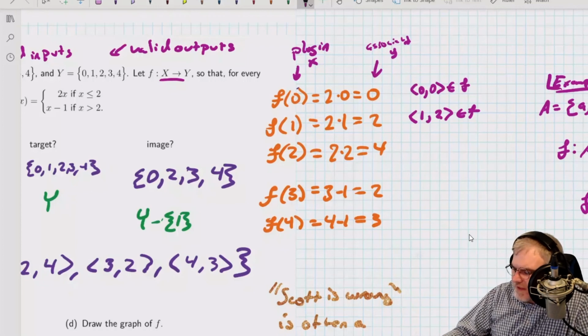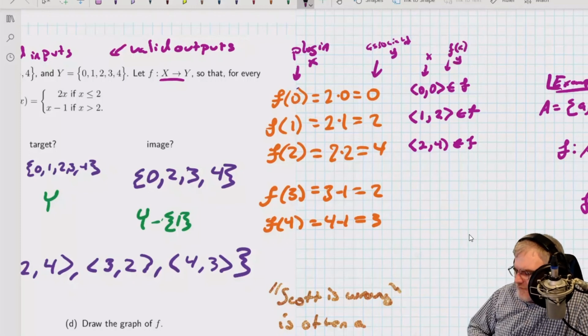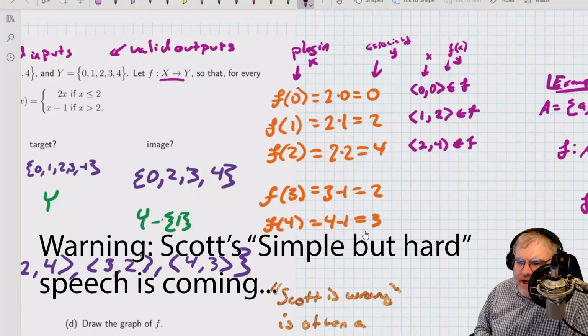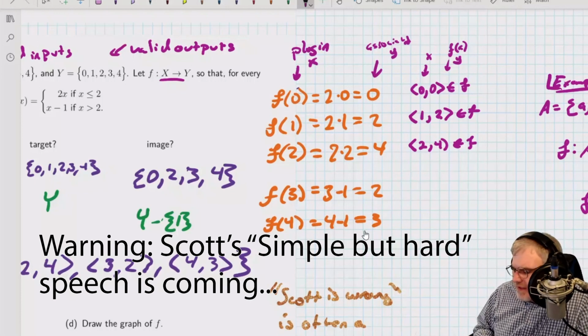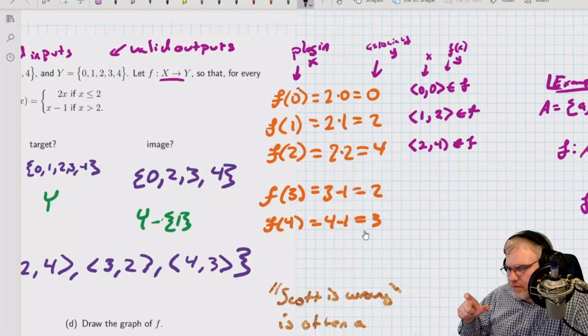Okay? This tells me that (2, 4) is in f. Right? This is x, f of x, or y. Does that make sense? Okay, if you're uncomfortable with it, let's talk about it. I'll be happy to go over it with you because it's one of these things that is simple but hard.